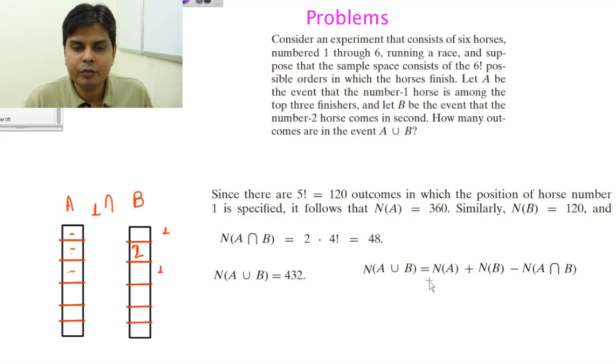So now using n of A union B is equal to NA plus NB minus NA intersection B, I can find that NA union B is 432.